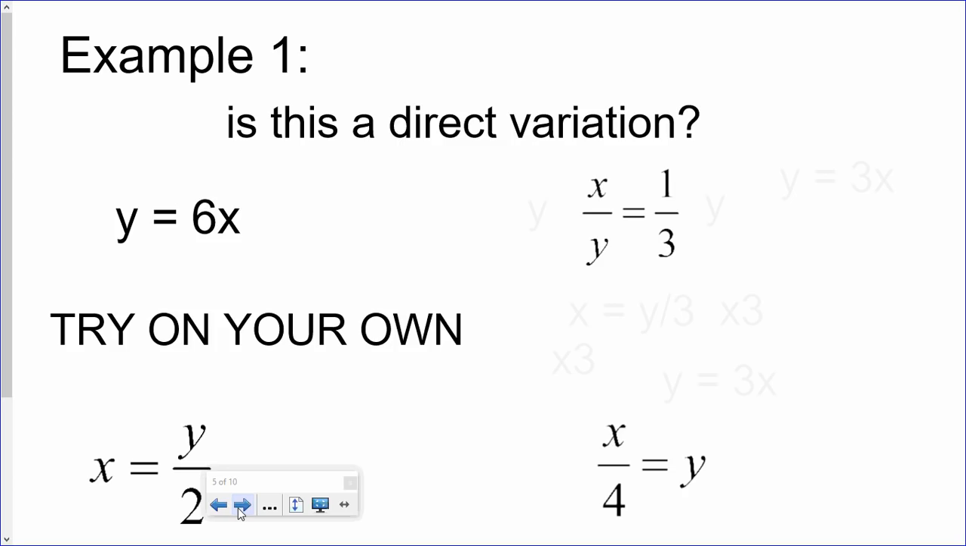So when you have y by itself, does it give you that y equals kx? So this one, it's already y by itself. 6 must be your k times x, so it's already in this form where k is 6.